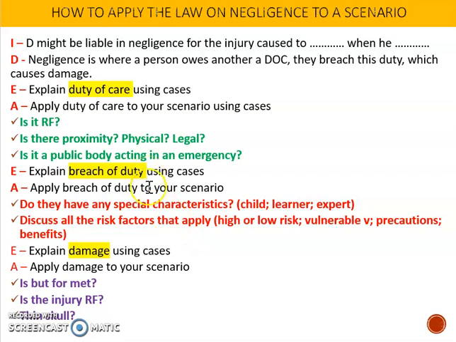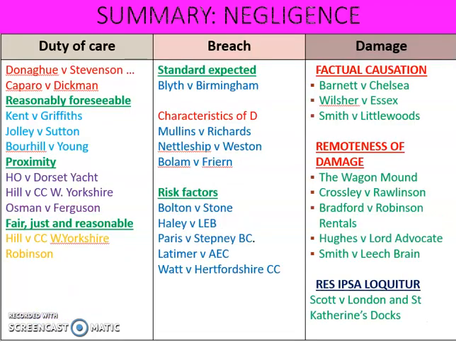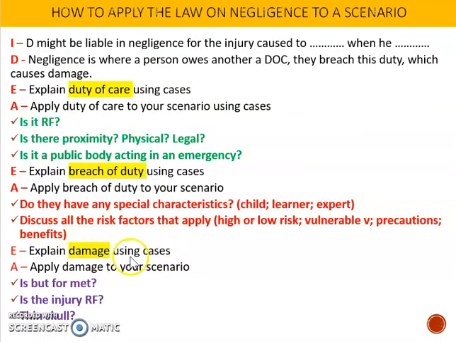So you've explained breach, you've applied breach, you've then got to explain damage. So skipping back to that last slide, you're going to explain all of the law on damage, your factual causation with cases, remoteness of damage with cases. I possibly wouldn't bother with res ipsa unless it applies in your scenario. The main bit is factual and remoteness of damage. And once you've explained all of those, you apply them back to your scenario. Is but for met? Is the injury reasonably foreseeable? Does thin skull apply? And then that should lead you hopefully to a nice conclusion.